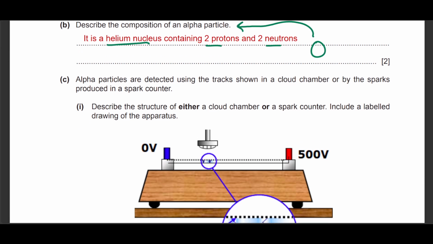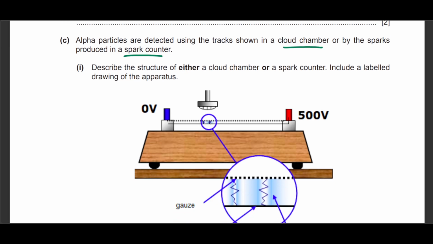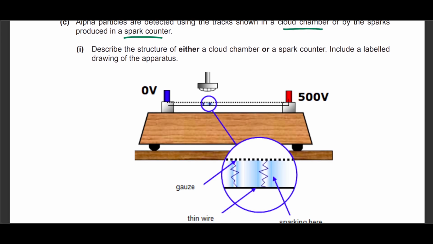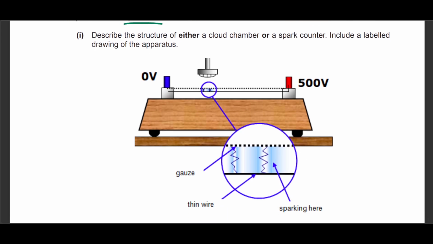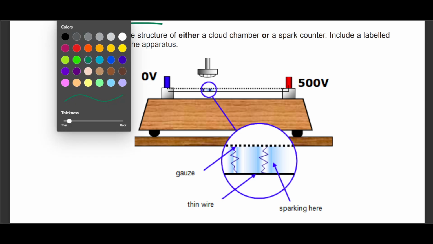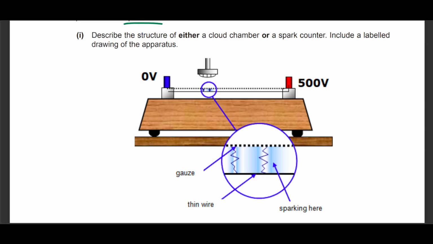Alpha particles are detected by a cloud chamber and sparks produced by the spark counter. He has given you a choice, either draw a cloud chamber or draw the spark counter. Spark counter seems more familiar. There is a definite standard, you can say, a diagram for this.